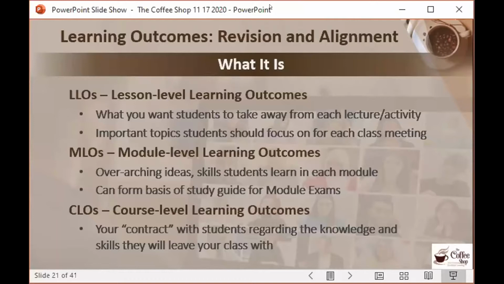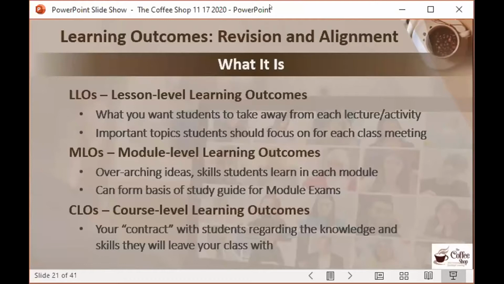So I'm just going to get some definitions out of the way. LLOs, these are the lesson level learning outcomes. This is what I want students to take away from each lecture and each activity. So it really guides students and helps them center in on what they should focus on while I'm lecturing, while we're doing these class activities. These LLOs build toward the module level learning outcomes. So these are overarching ideas and skills students should learn in each multi-chapter module.